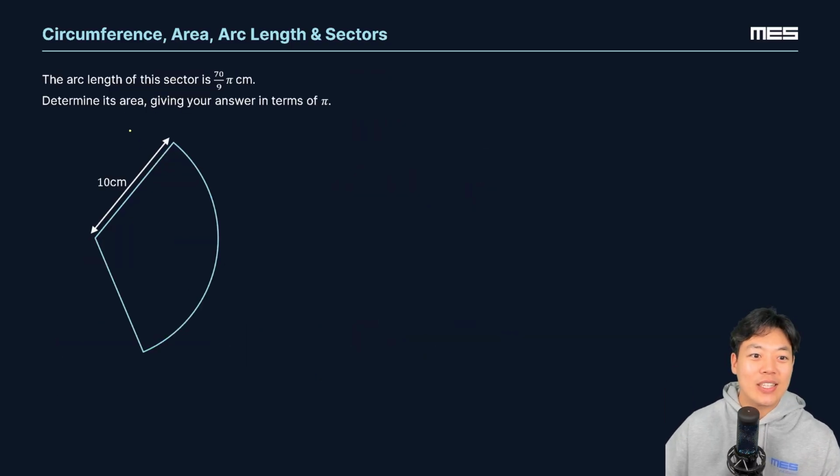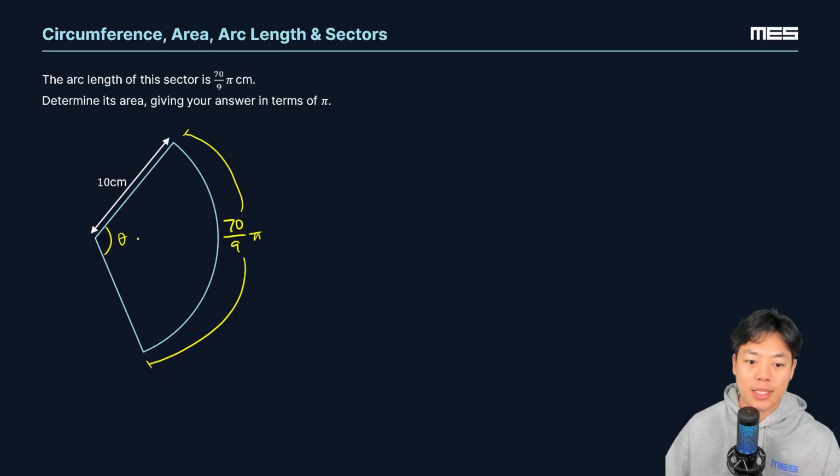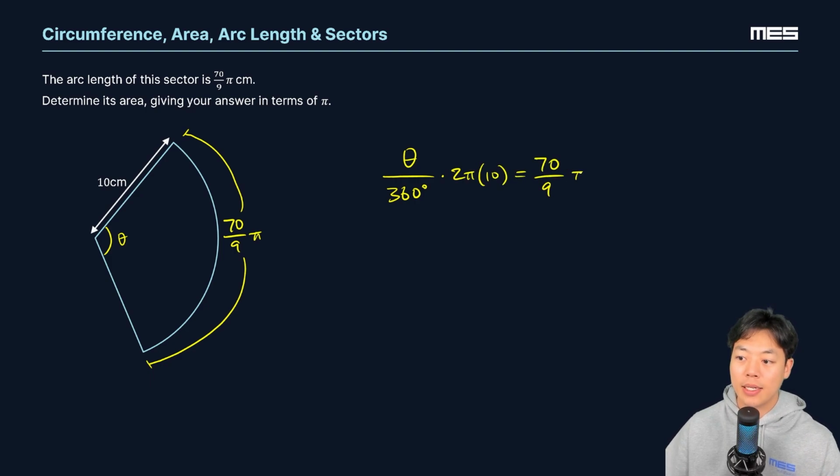Last one here. The arc length of this sector is 70 over 9 pi. So this right here, from here to here, is 70 over 9 pi. Now, I don't know what this degree measure is, but I do know that whatever it is, over 360 times the circumference, 2 pi radius of 10, will equal 70 over 9 pi.